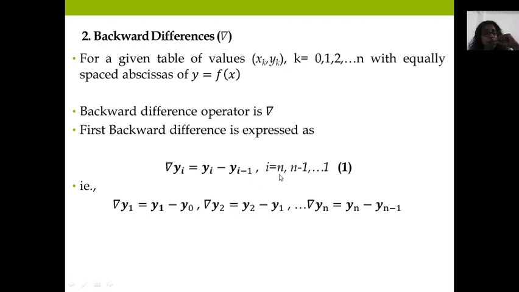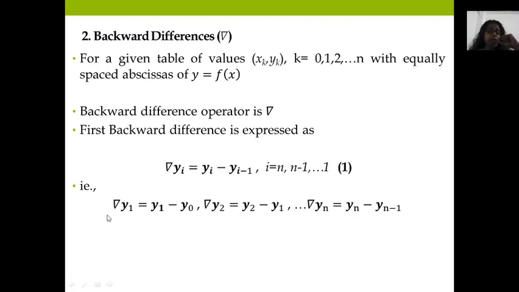i ranges from 1 to n. No need of any confusion. 1 to n. Last time it was up to n minus 1. So here you can see the backward difference Δyi equals yi minus yi minus 1. So let's substitute it one by one.